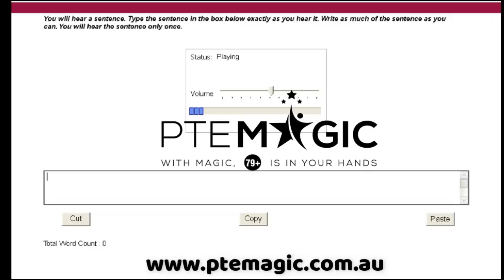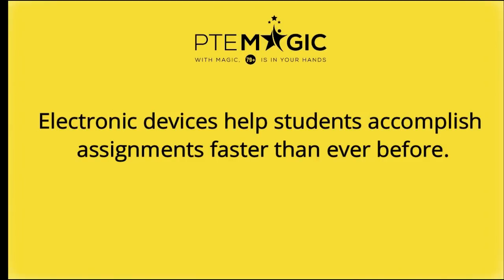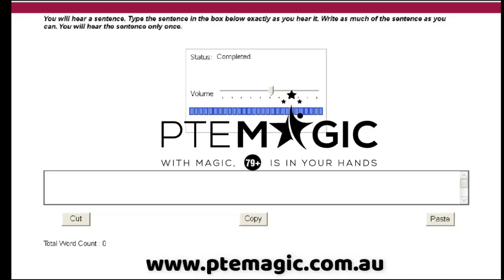Electronic devices help students accomplish assignments faster than ever before.